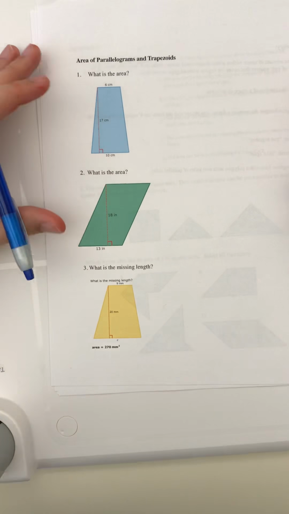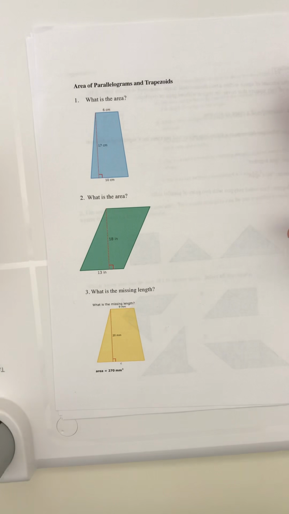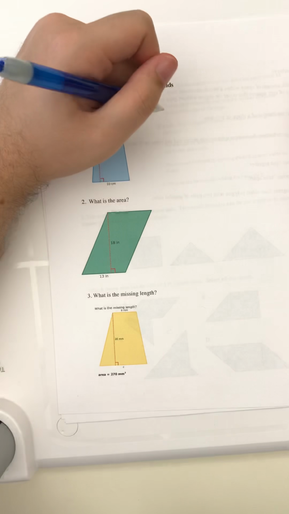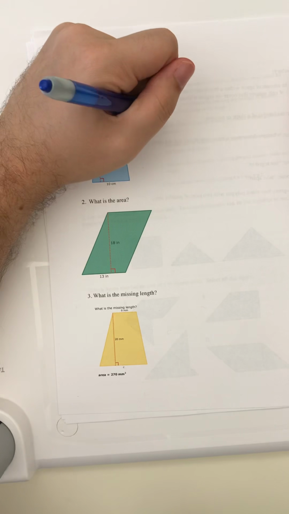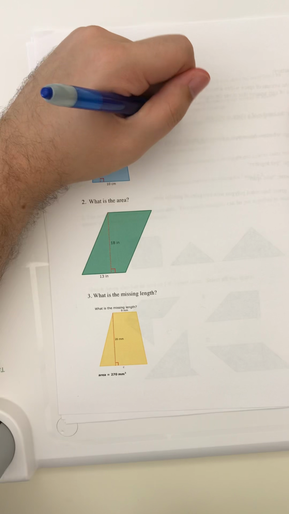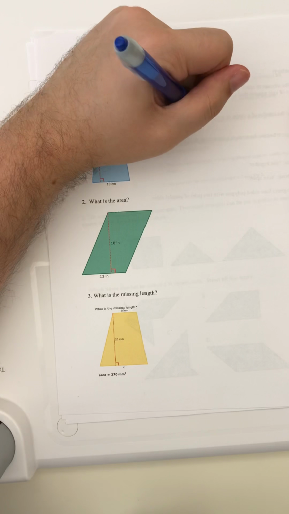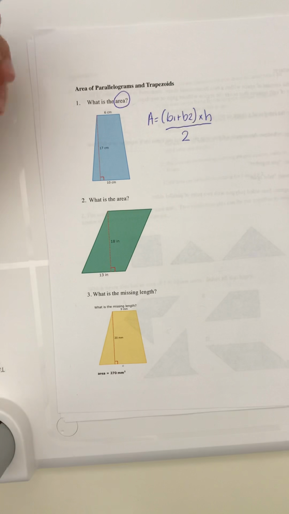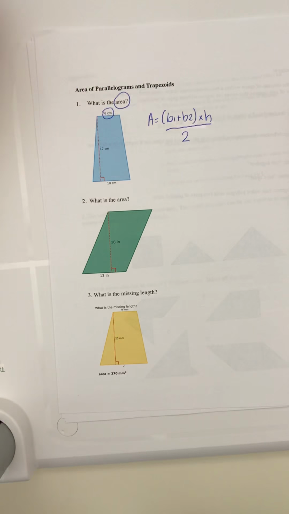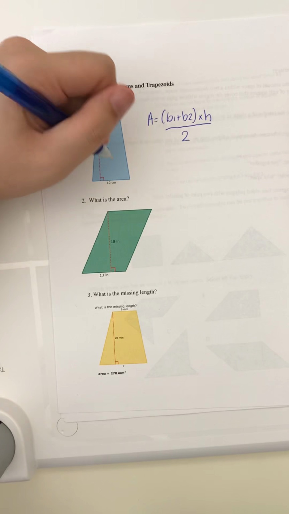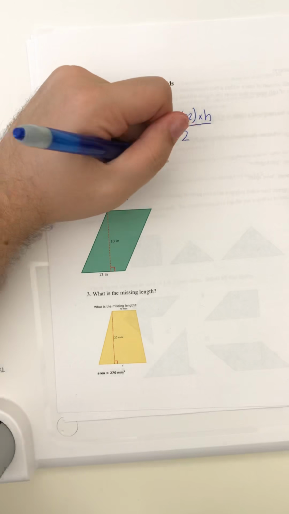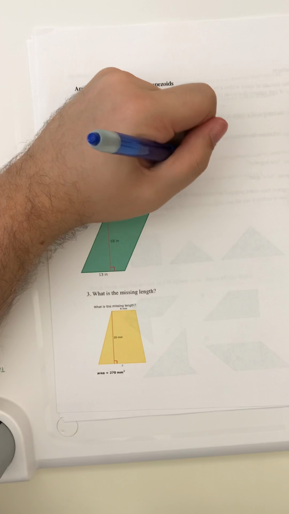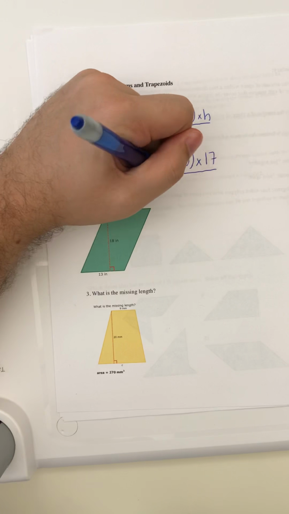Another question that we had trouble with is just finding the area for a trapezoid. Now, the formula for the area of a trapezoid is A equals base 1 plus base 2, times height, divided by 2. Base 1 I always treat as the top number, and then base 2 is the one at the bottom. So I'm going to have 6 plus 10 times the height, which is 17, all over 2.